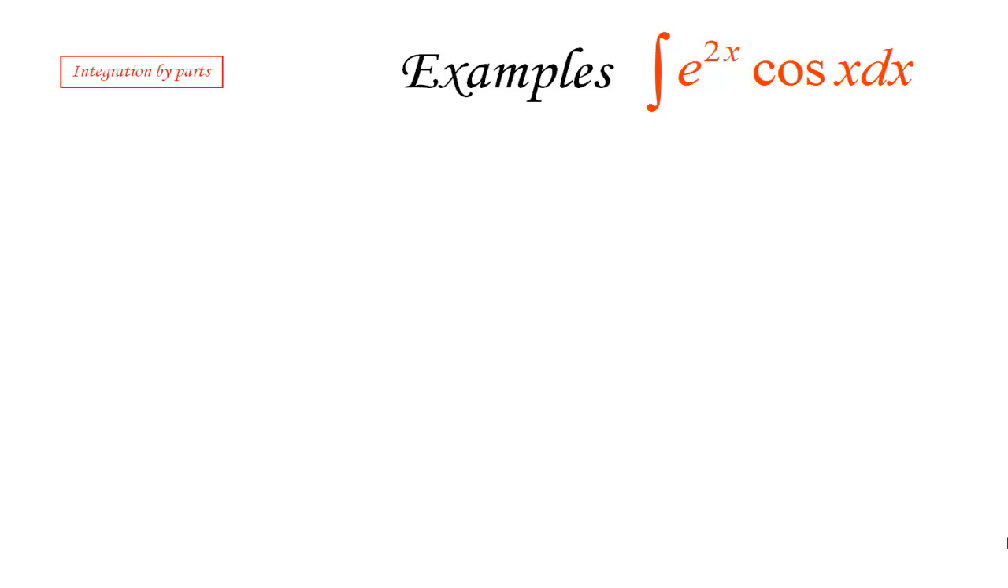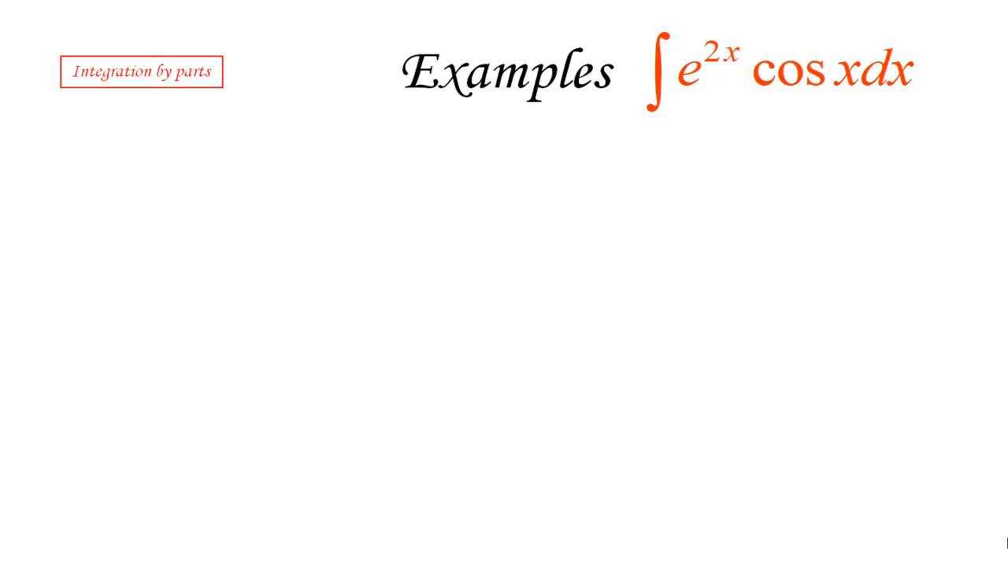Let's have a look at a few examples of how we can use this method of integration by parts in slightly unusual situations. All right. Well, what you see in front of you is a typical integral that calls for integration by parts. Why? Because it's made up of a product. Not only that, but it's a product of two fairly different types of functions. We have an exponential times a trigonometric function.